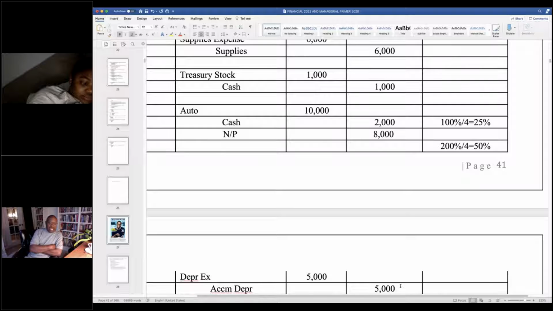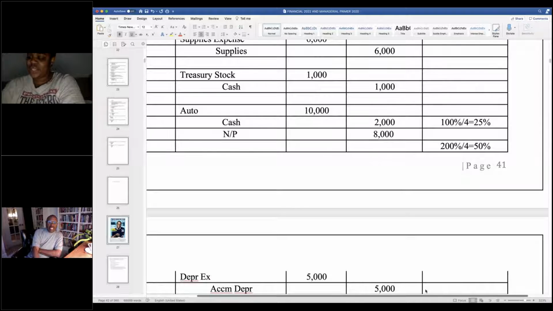So are we clear on that now? If it was straight line, how much would it be? If we ignore salvage, it will be 2,500. So let's just forget about salvage. It'd be 25% of the 10,000, and it'll be 2,500. Okay. Any questions on that? No.